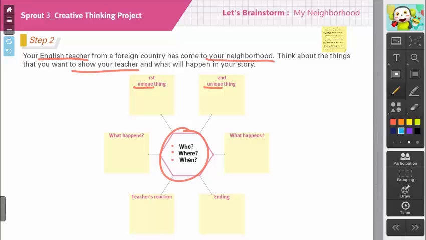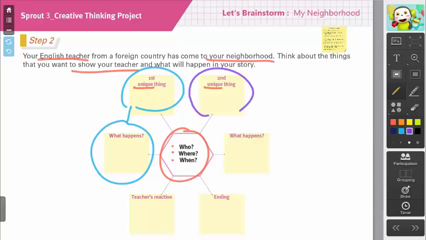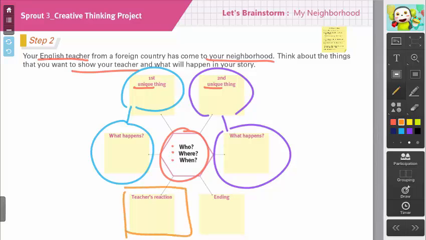So you can explain to them that, alright, so when you took your teacher to this one unique place, so let's say we went to Jamie's flea market. What happened at Jamie's flea market? What happened to the teacher? What happened to Jamie? And another thing, when they went to this unique place, what happened? So Julie, what happened when you took your teacher to the Galbi restaurant? Okay. And finally, we want to write down our teacher's reaction and the ending. Teacher's reaction. So what did she think? What did she do? What did she say? And what happened at the very end?